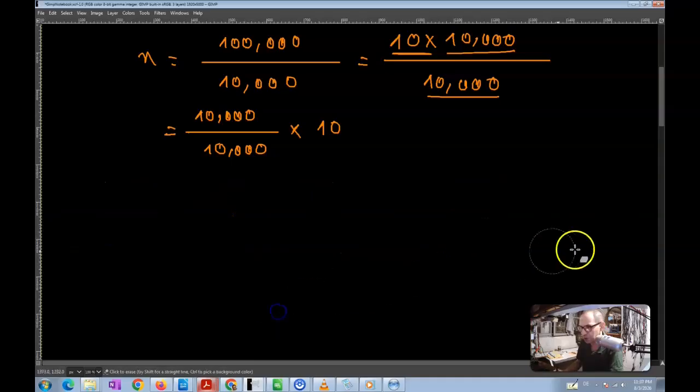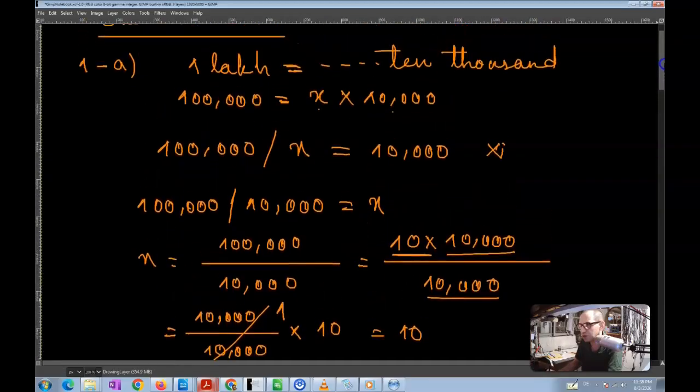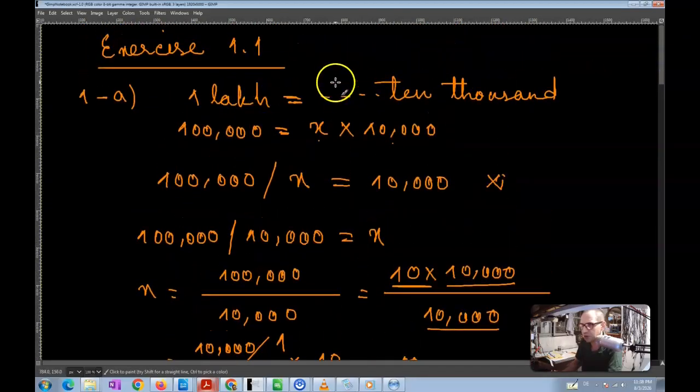So then I can again cancel the 10,000 with the 10,000, or I can simply say that any number divided by itself is equal to 1, and then we have 1 times 10, which is equal to 10, right? So the answer over here is a 10. So 1 lakh is 10 10,000s. And it makes sense, of course, because 1 lakh is 100,000 and 10 10,000s would be 100,000. So that would be the same. Right?